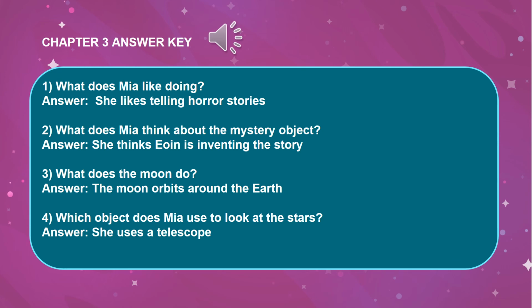Number 3, what does the moon do? A proper answer would be, the moon orbits around the earth. And number 4, which object does Mia use to look at the stars? The most obvious answer would be, she uses a telescope. So now check your answers and compare them to this answer key.